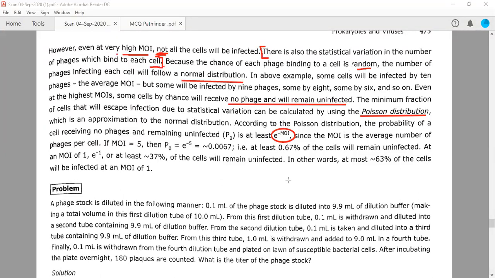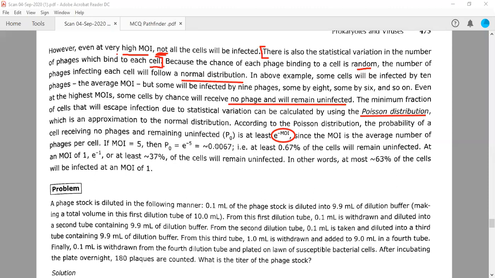Suppose you did two types of calculations. In one, the multiplicity of infection was 10, and in the other you have 5. So now you need to calculate this number. It will give you the number of cells which will remain uninfected, which will not be infected by any bacteriophage. Since multiplicity of infection is the average number of viruses per cell, suppose you have multiplicity of infection 5. What will you do? You will put e to the power minus 5 because it is the rule. So e to the power minus MOI. If you have a multiplicity of infection 5, you put the 5 in the power, and you get this particular number.